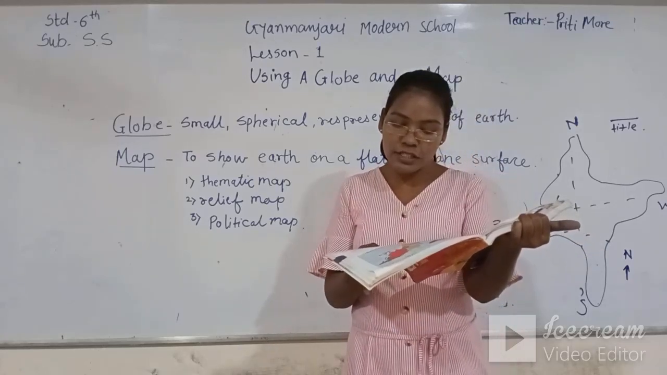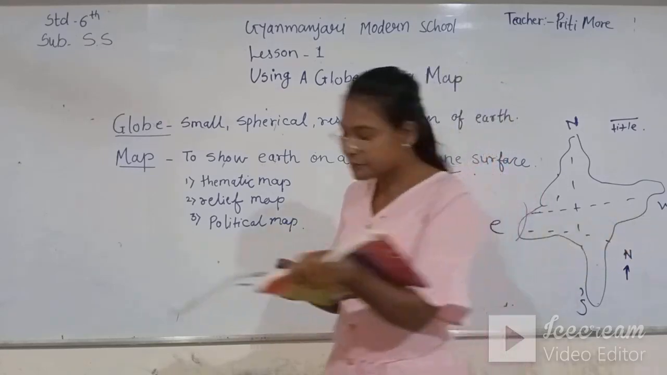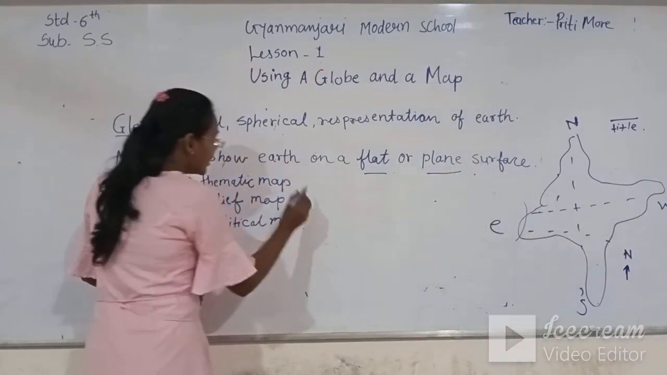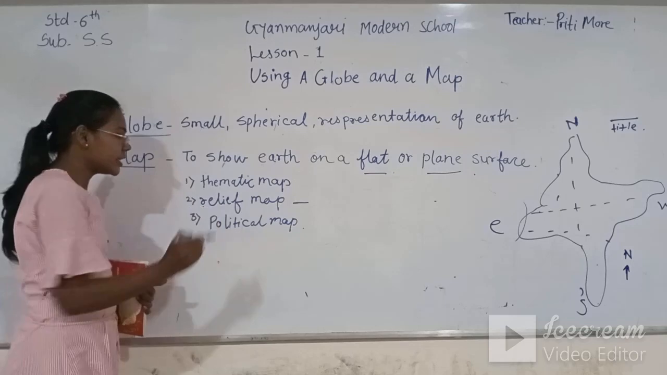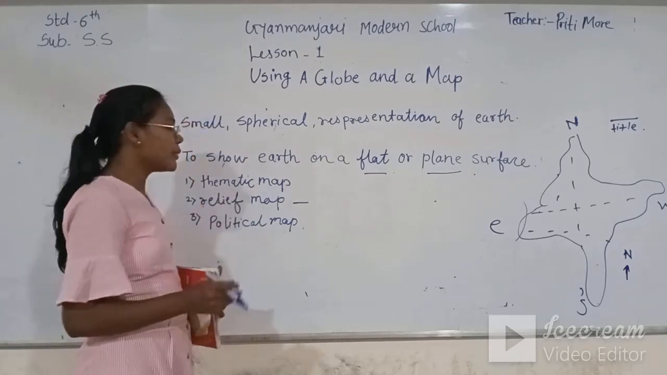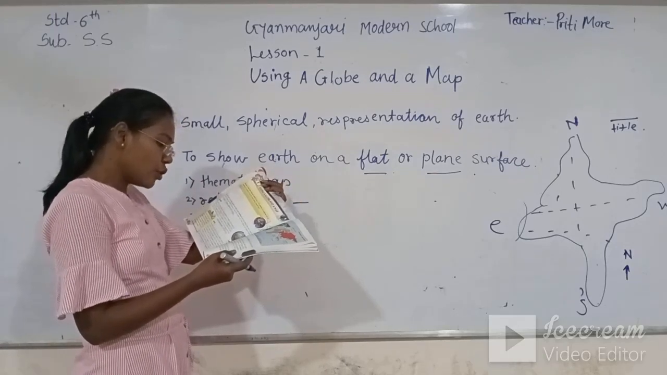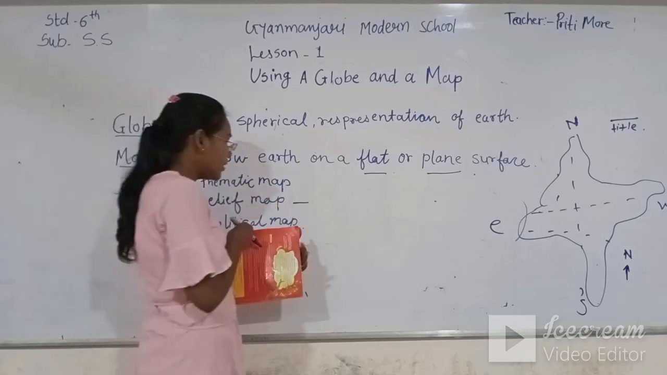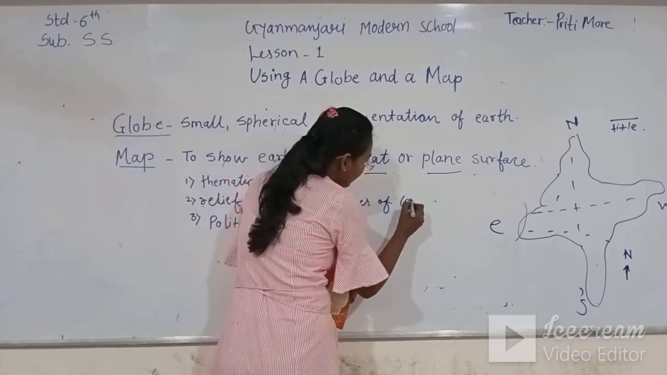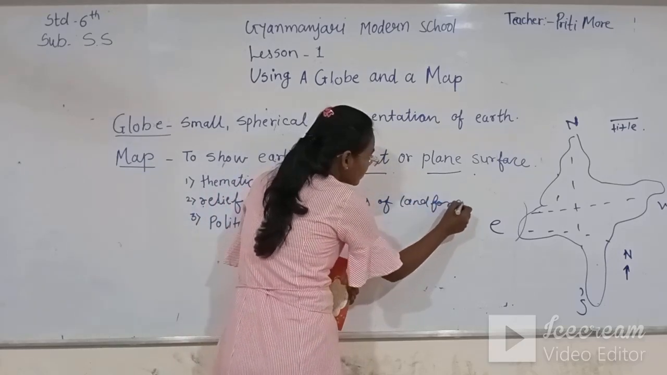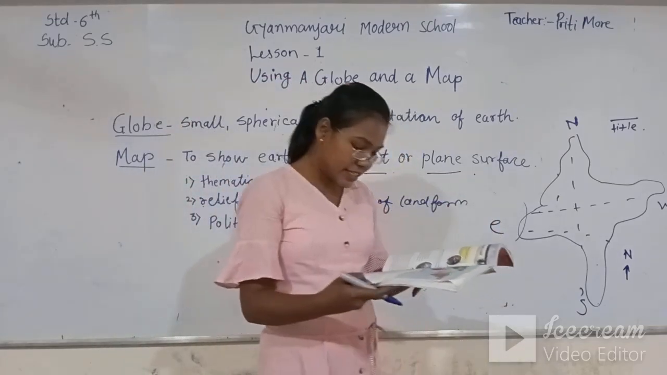A physical or relief map shows the features and landforms such as rivers, mountains and deserts. There are three types of map: thematic map, relief map and political map. First we'll see the relief map, what we can show in it. That means in the relief map we can show the various landform features like mountains, rivers and deserts.